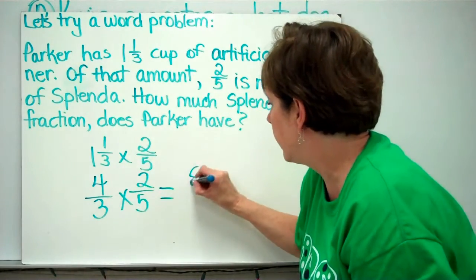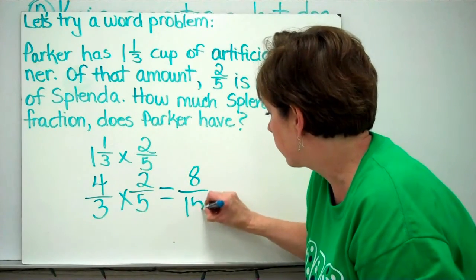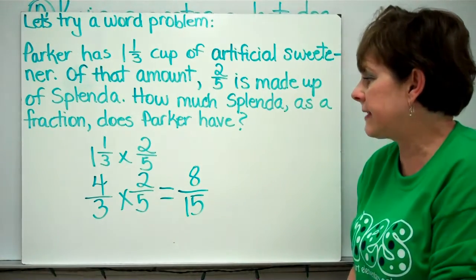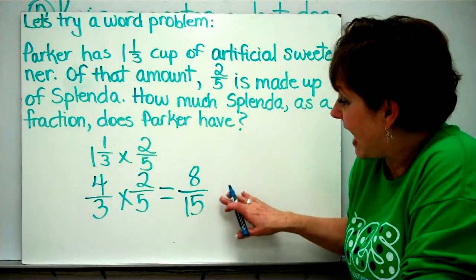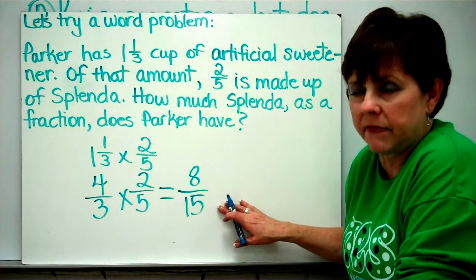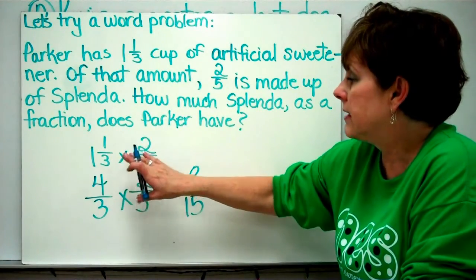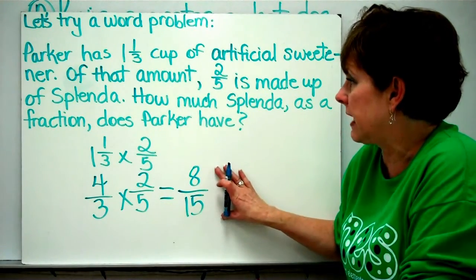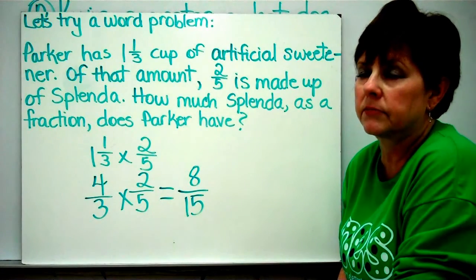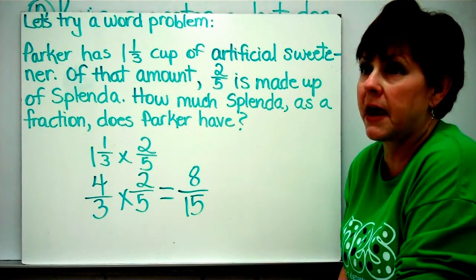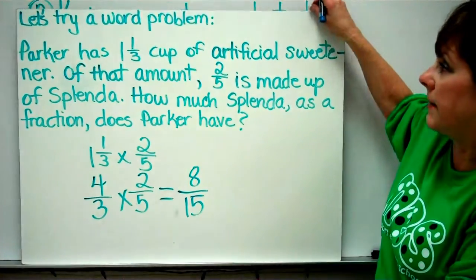Multiply as normal. 4 times 2 is 8. 3 times 5 is 15. 8/15. Can I simplify this? No, there's nothing that both 8 and 15 can be divided by. They don't have any numbers in common. So 1 1/3 times 2/5 is 8/15. How much Splenda does Parker have? 8/15 of a cup. 8/15, almost a half a cup. 8/16 would be half a cup. All right.